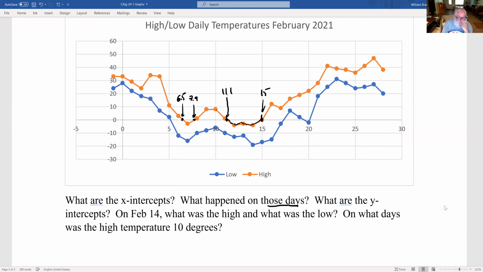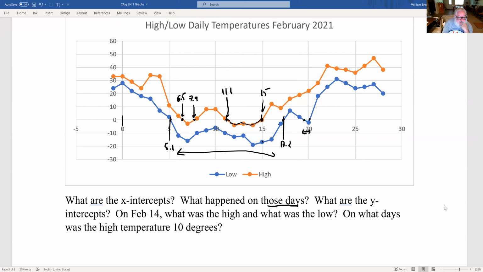For the low temperatures, there's an x-intercept there, there's an x-intercept there, and two really quick ones here and here. So the low temperature, say if we say this is day 5.1, this is 15, 16, 17, 17.2. The low temperature was below 0 all the way between these two dates, and then it dipped below 0 a little bit out there. Where are the y-intercepts?